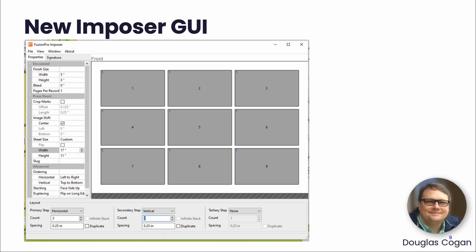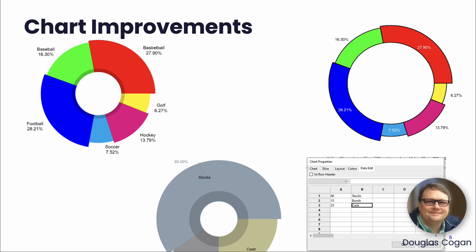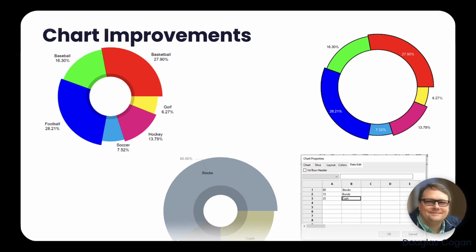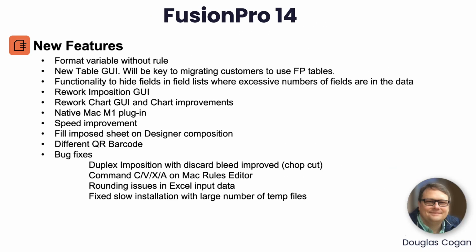The whole imposition tool has been reworked. I will show you that. The chart system has largely been overhauled. Several new chart types, and also a lot easier to put in data for simple charts. For our Mac users, you'll be happy to see we finally have a native Mac Silicon M1, M2 plugin.